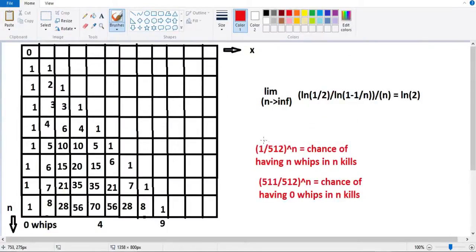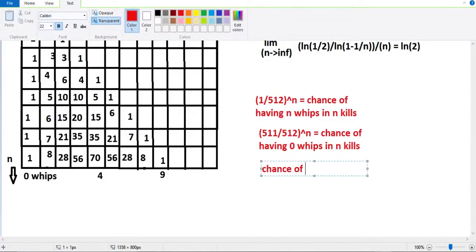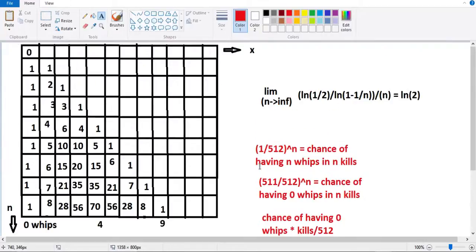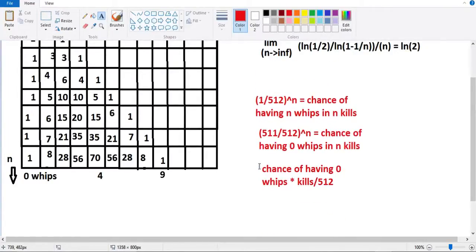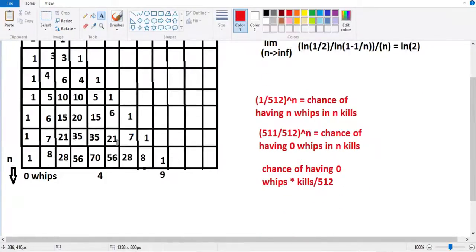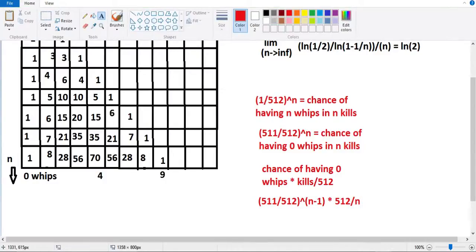So the chance of having one whip is basically equal to the chance of having 0 whips times kills divided by 512. Okay, let me explain this. How do I explain this? Well, it's going to be like this. It's going to be 511 divided by 512 to the n minus 1, times 1 over 512, divided by n. And hopefully everybody understands this.